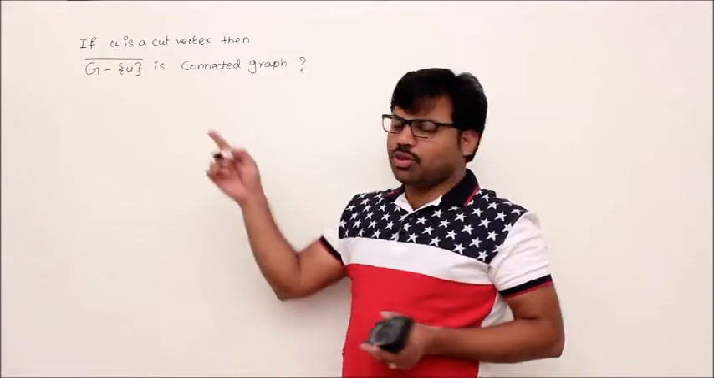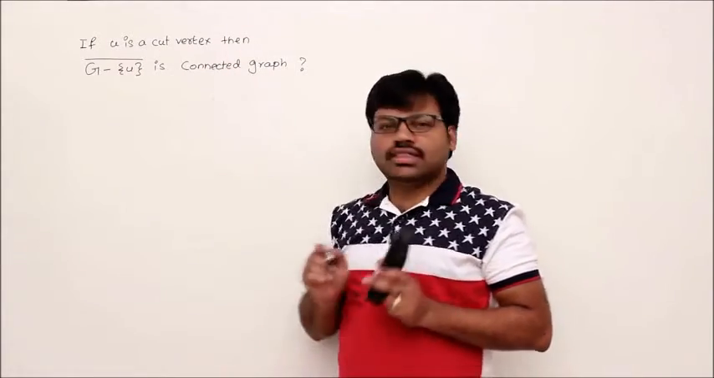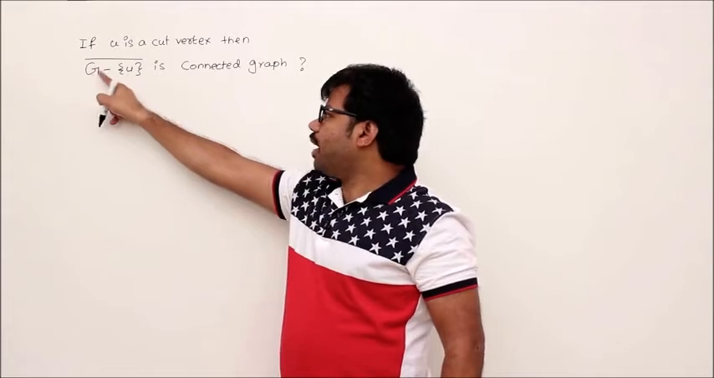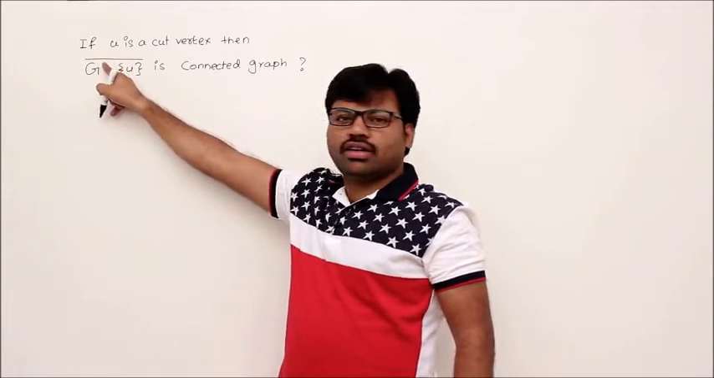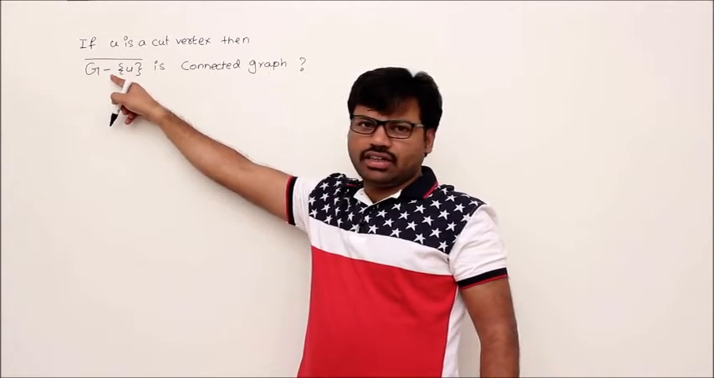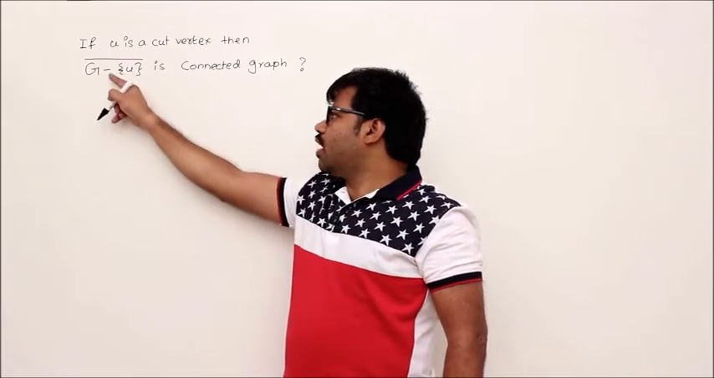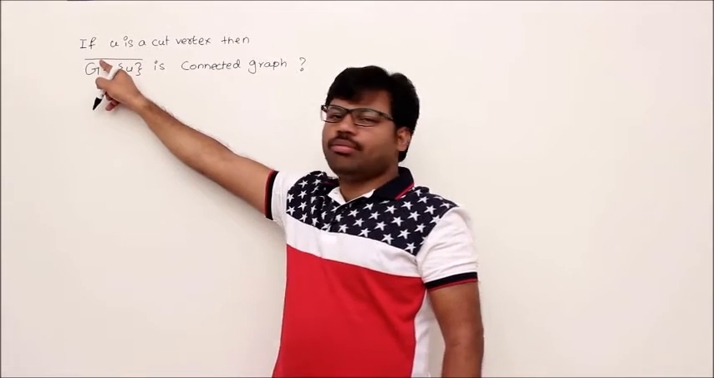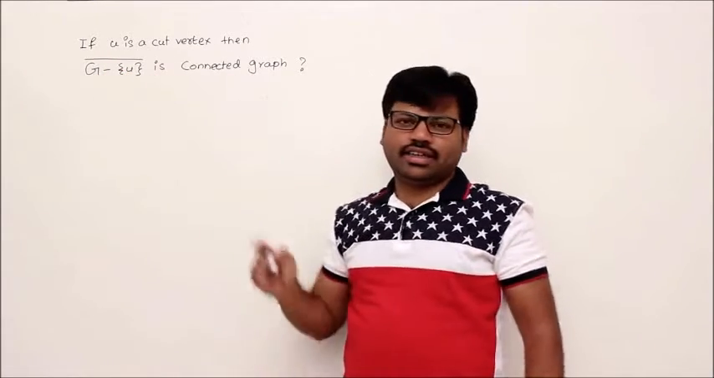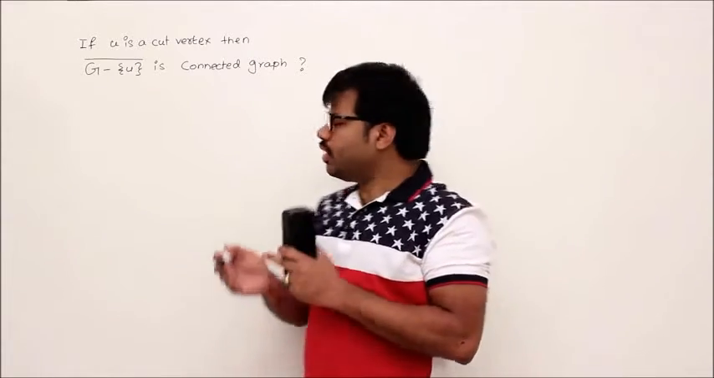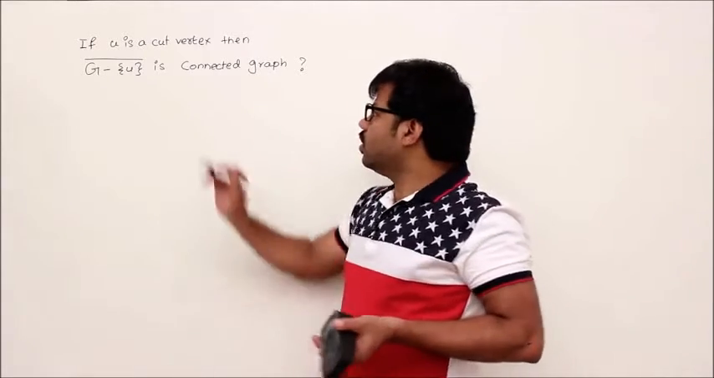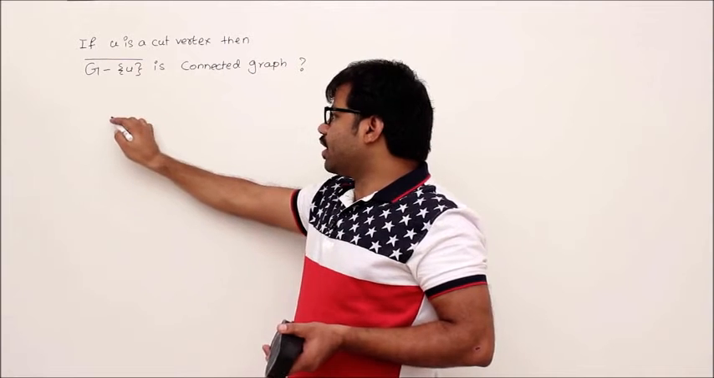Okay. Let's see one more problem. If u is a cut vertex, then G minus that cut vertex, whole bar. You know what this minus operation is, right? It's a vertex removal. After removing a vertex, if you apply the complement, is such a graph connected? Yes or no? We'll see. So we'll try to understand this problem first. For that we need a cut vertex.